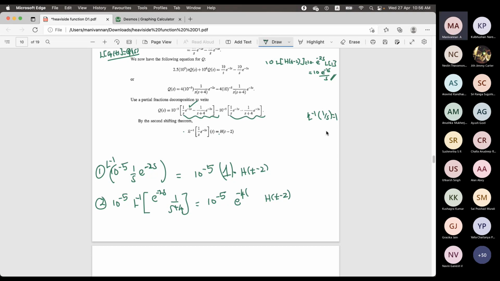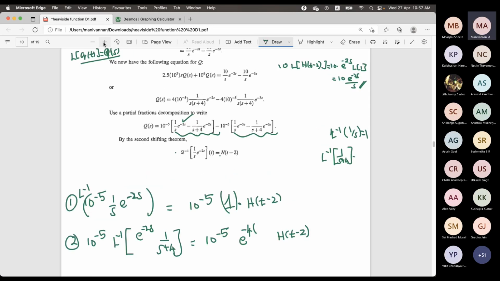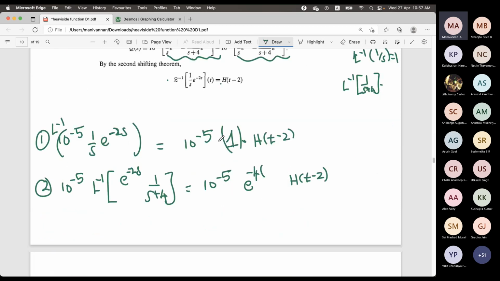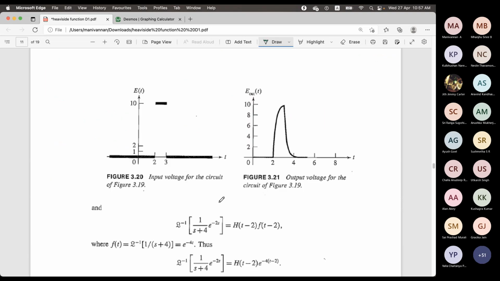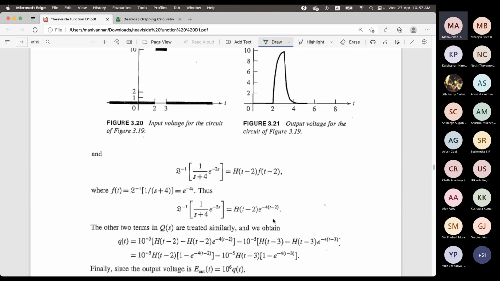Inverse Laplace of 1 divided by s plus 4 is e raised to the power minus 4t. That t should be replaced by t minus 2, right? So that is what is given here.